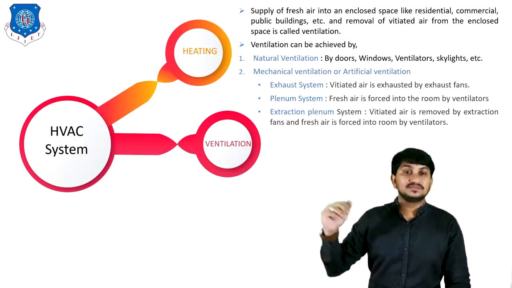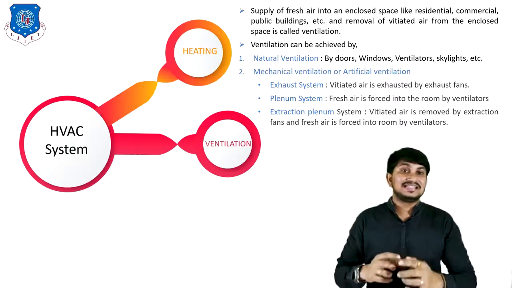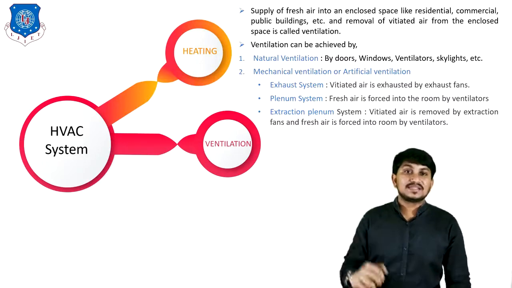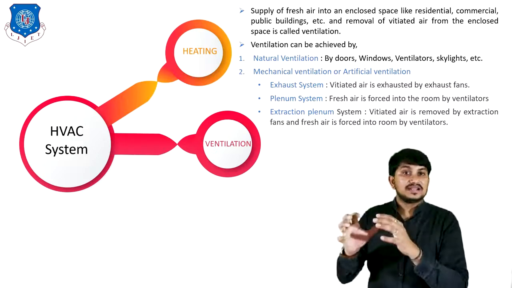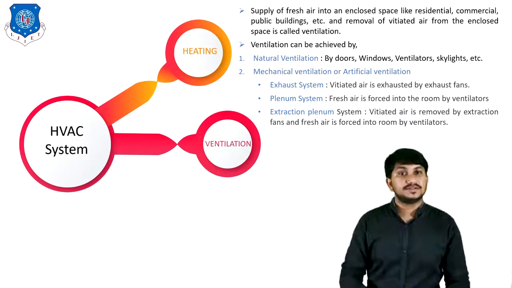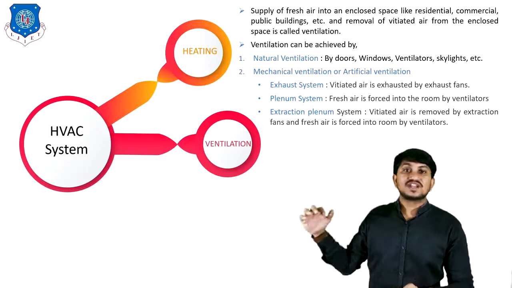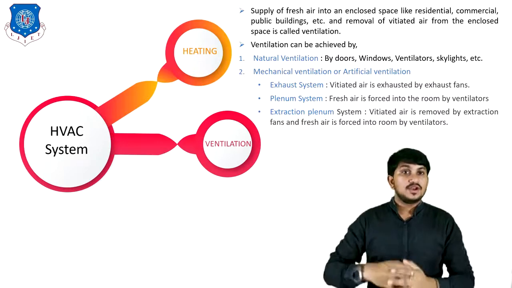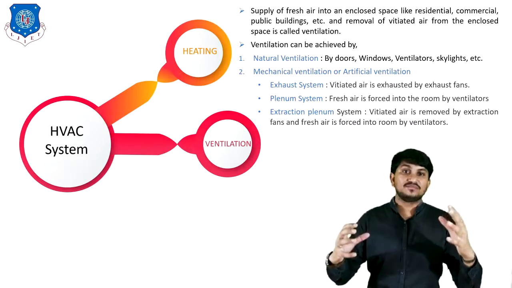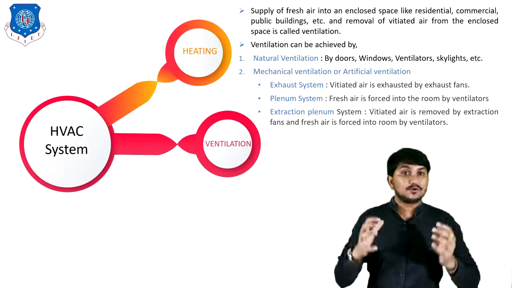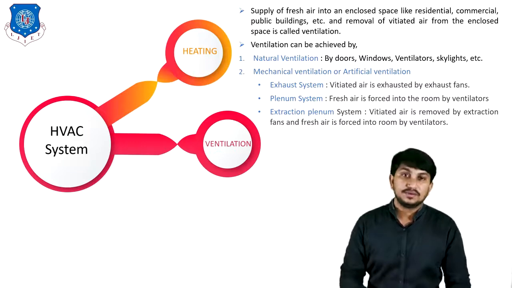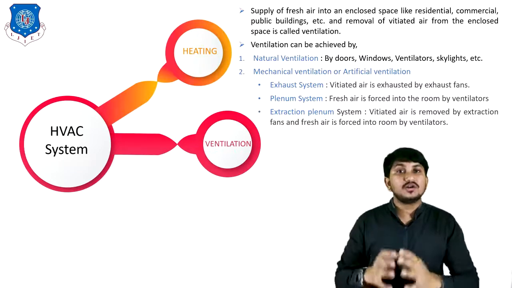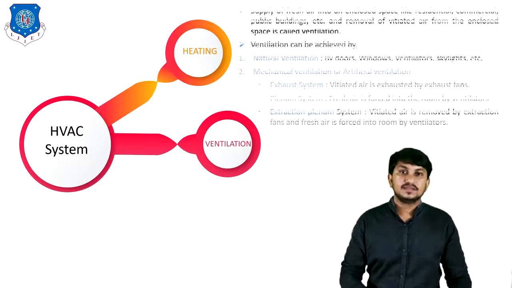First is the exhaust system, in which vitiated air is exhausted by various exhaust fans. Second is the plenum system, in which fresh air is forced into the room by ventilators. And the third is the extraction plenum system, a combination of the above two, in which vitiated air is removed by extraction fans and fresh air is forced into the room by ventilators. This is how artificial ventilation can be achieved in residential or any type of building.